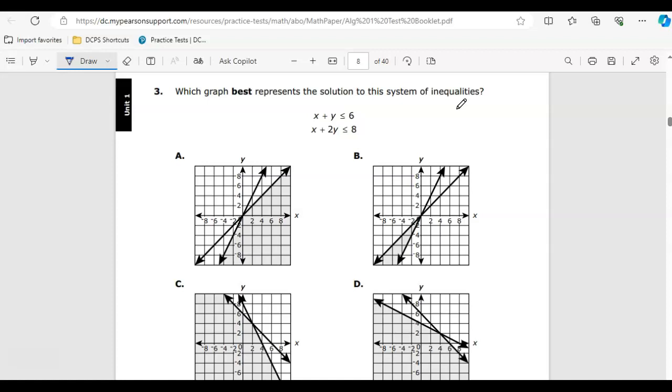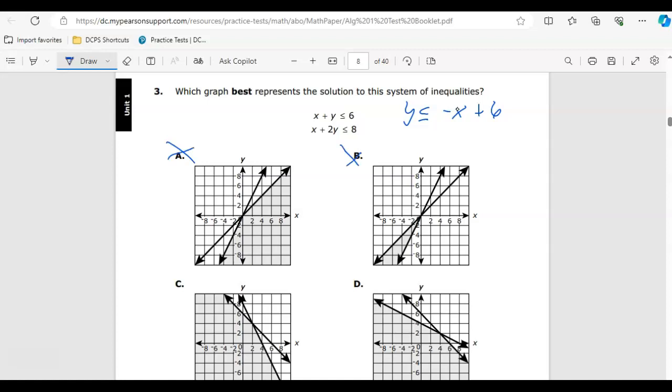And what I want to go ahead and do is think about how I can rewrite this equation to be y equals. So I'm going to subtract x from both sides in this first one, so I'll get y is less than or equal to negative x plus 6. That means that I have a y-intercept of 6 and a negative slope, a negative 1 over 1 slope. That helps me to go ahead and eliminate A and B.